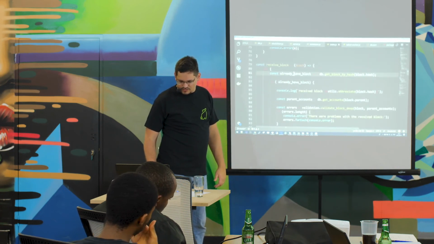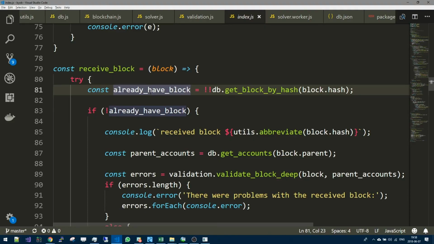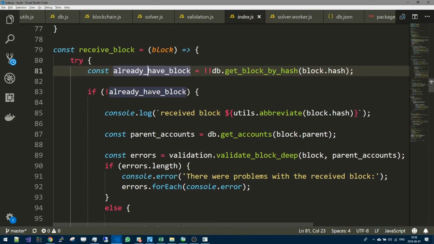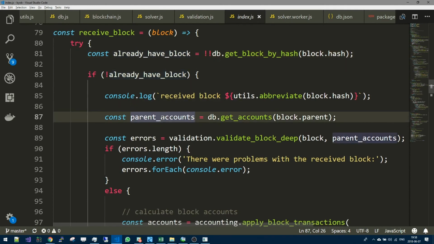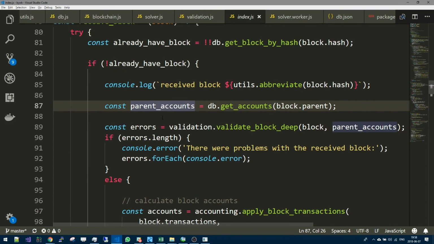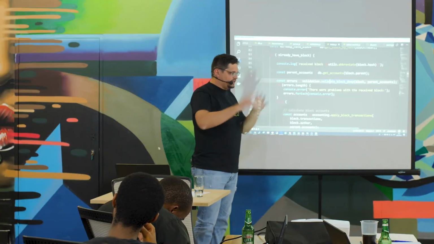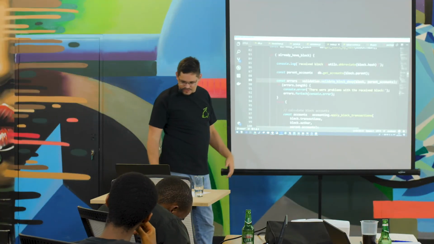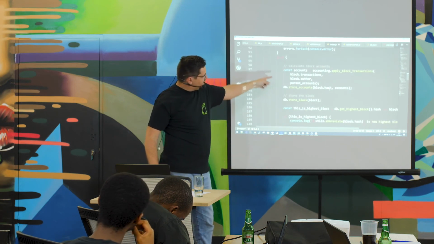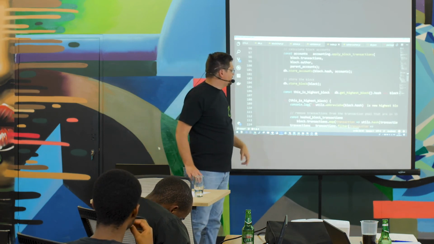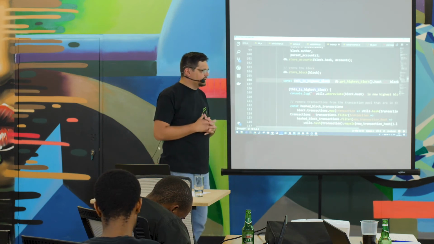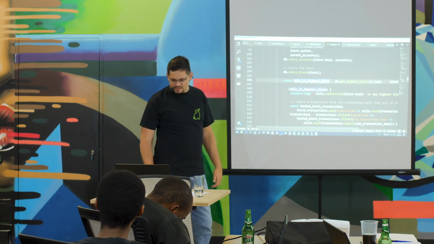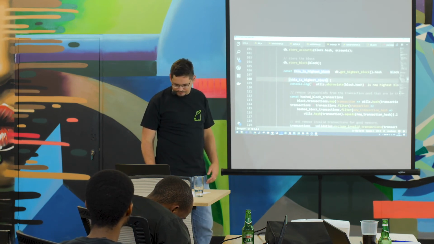The other one is a new block can get received. For a new block, it does kind of the thing you would expect. It checks if we already have the block. If we don't, it prints a console message. It gets the parent block accounts, and then it calls the validate block deep function. This checks if everything about the block is valid. If it is, it does a whole bunch of things. It calculates new accounts and stores them with the block. It stores the block, and then it checks if it's the highest block. If this new block that we received is now the highest block, it is the new authoritative blockchain.